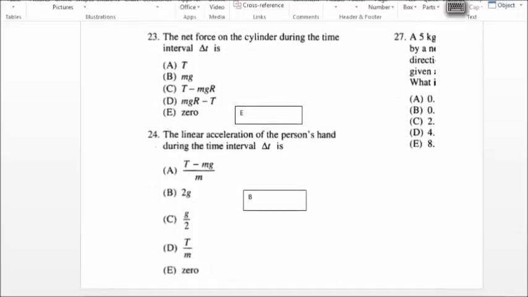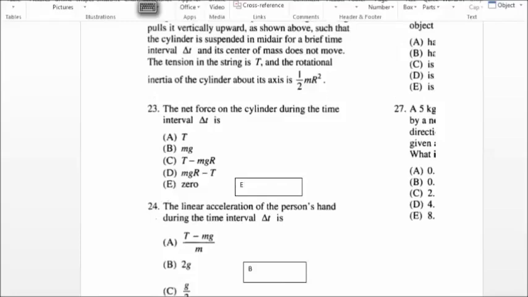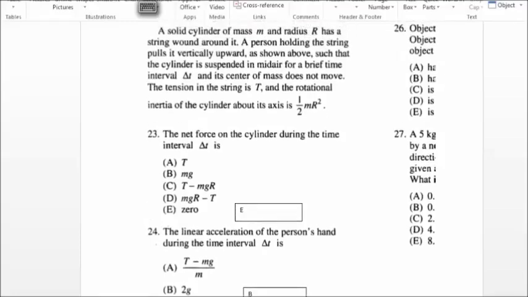cylinder doesn't move. The cylinder doesn't move. So that means there is no translational motion. There is no translational motion means there is no translational force. So the force of tension cancels with the force of gravity. So T is equal to mg. So that means the net force on the cylinder has to be 0 for the center of mass to be stationary. So the answer is C.